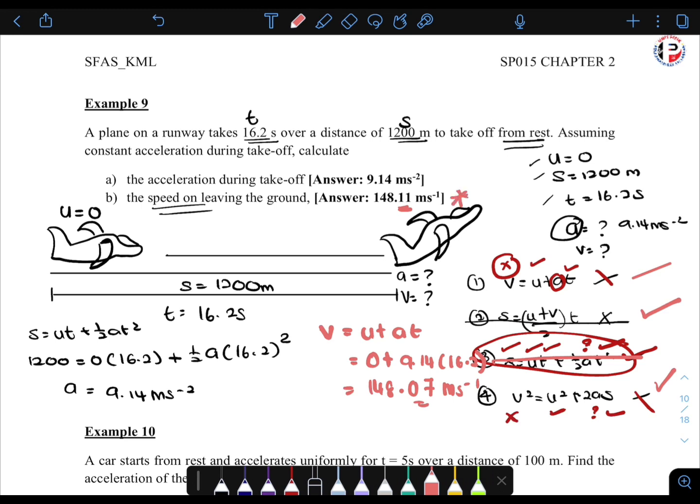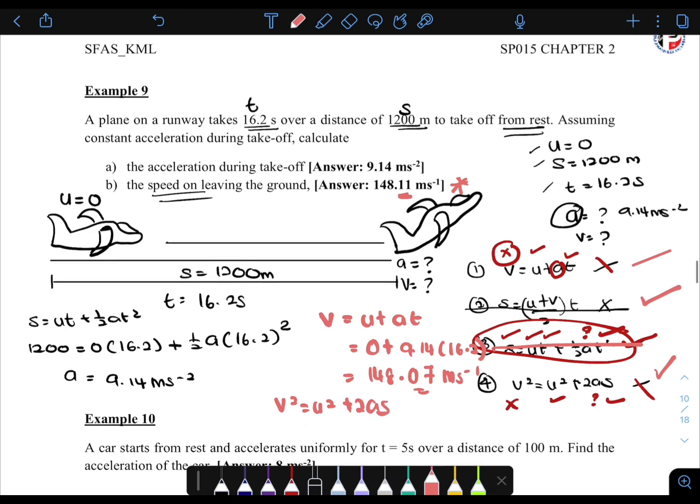Mungkin jawapan ini dia guna equation yang lain. Let's say we want to use the fourth equation. Contoh, V squared equals U squared plus 2AS. Tak ada masalah, boleh juga guna. V squared is what you're looking for. U squared adalah 0 plus 2, A is equals to 9.14, and then S kita adalah 1200. And then you press your calculator. Kita akan dapat V sebanyak 148.108, which is 148 ms negative 1.